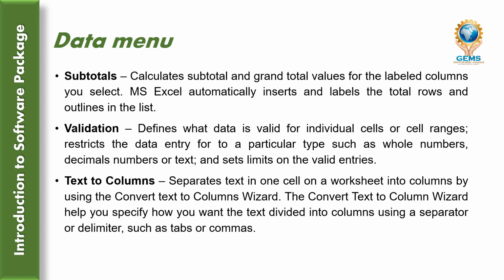Text to Columns separates the text in one cell on a worksheet into columns by using the Convert Text to Columns Wizard. The wizard helps you specify how you want the text divided into columns using a separator or delimiter, such as tabs and commas.